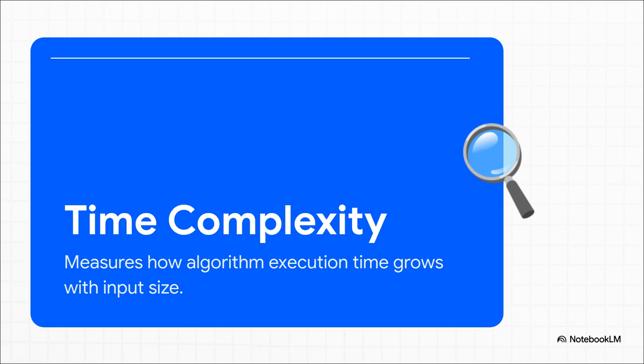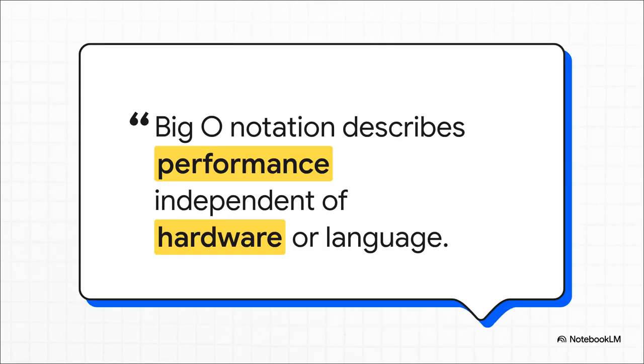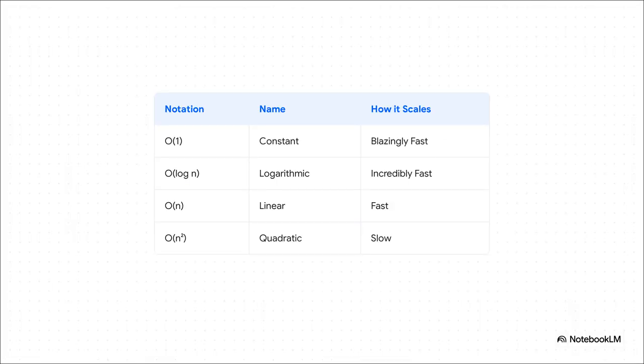If I double the amount of data I'm working with, does the time it takes to finish also double? Or does it get 100 times worse? That's the critical question we have to answer. The special language we use to talk about this scaling is called Big O notation. You can think of it as the universal ruler for an algorithm's efficiency. It lets programmers everywhere talk about performance in a standard way, whether they're coding for a massive supercomputer or just a tiny smartwatch. Let's just quickly look at the big ones here.